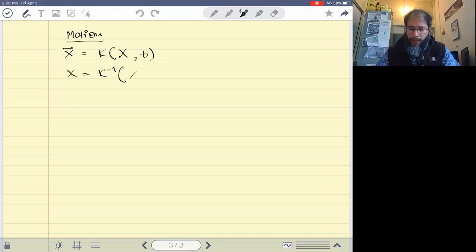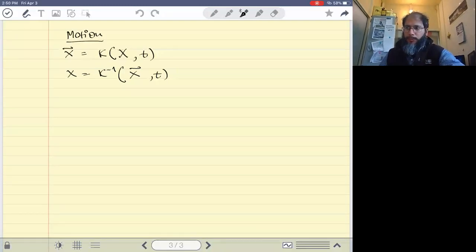if you give me the position and time, I will tell you which point lies at that position. Okay, so it's the inverse of the kappa function. So now there is another term we'll define, which we'll call the reference configuration.